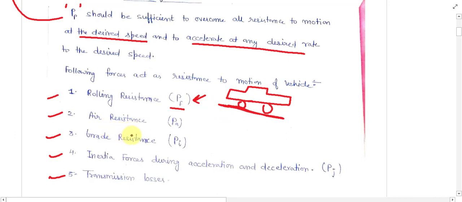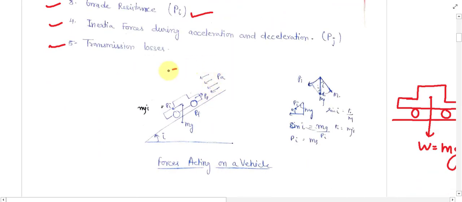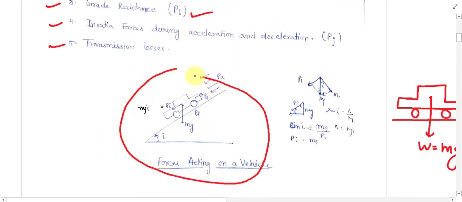The second power resistance is air resistance, which is denoted by PA. Third is grade resistance, denoted by PI. Then inertia force during acceleration and deceleration, denoted by PJ. And transmission losses. Let's discuss one by one. This figure is a complete picture of all the resistances, and we will discuss this figure after the completion of these 5 points.